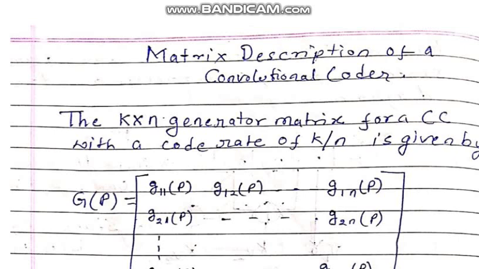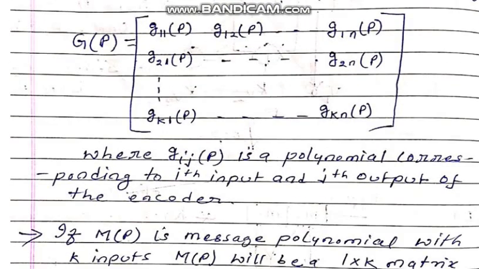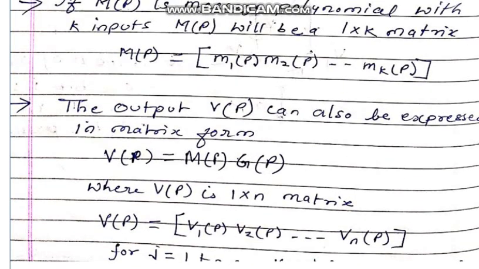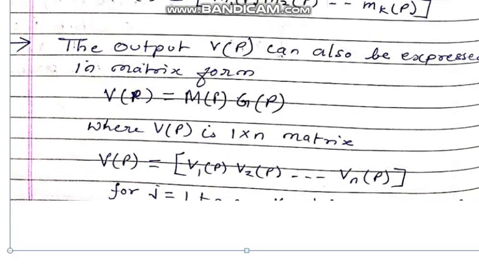Dear students, today we are going to see the matrix description of a convolutional coder. Here you will have a generator matrix G(P), whose individual elements G11(P), G12(P) range up to G1N(P) in the first row, and similarly the last element will be GKN(P), because we have K inputs and N outputs. Similarly, the message polynomial can also be represented in the form of a matrix, and the output V(P) can also be represented in the form of a matrix.